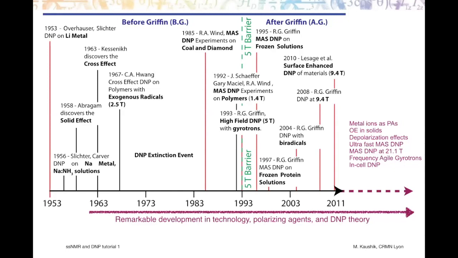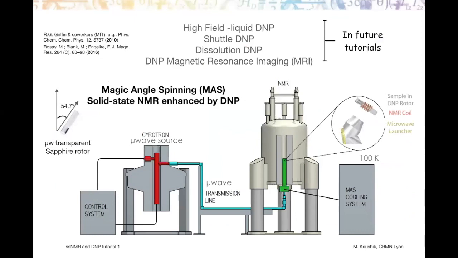So in this journey of advancement in technology and understanding the theory of DNP, people developed techniques and polarizing agents. Of course, there are many hyperpolarization methods possible. Some of them will be discussed in future tutorials. For today, I am going to talk about magic angle spinning solid state enhanced NMR by DNP.